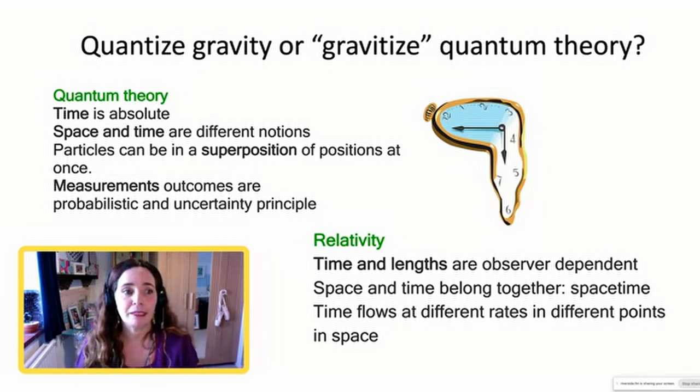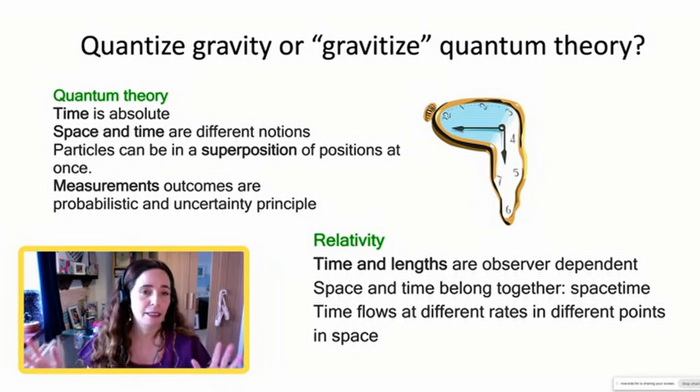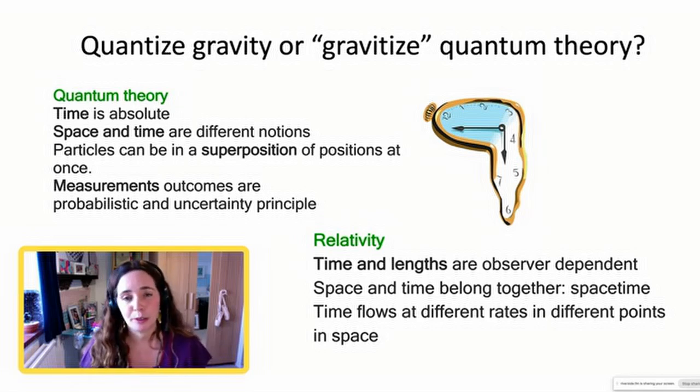Same as in classical physics, time is absolute in quantum theory. So clocks tick at the same rate for any observer, independent of its state of motion. And this comes from the theory being invariant under Galilean transformations. So the underpinning transformations are Galilean transformations, just as in classical physics. And that inherits that space and time are very different notions.